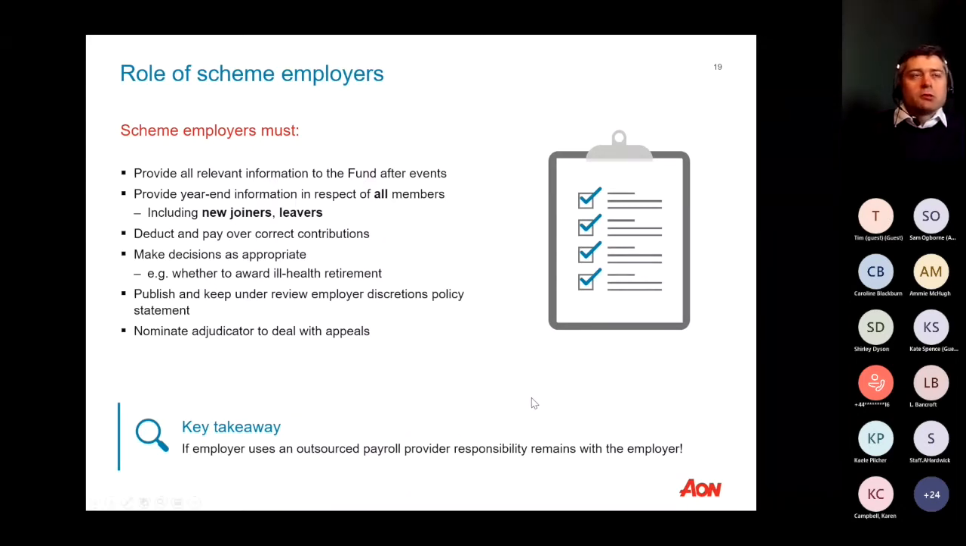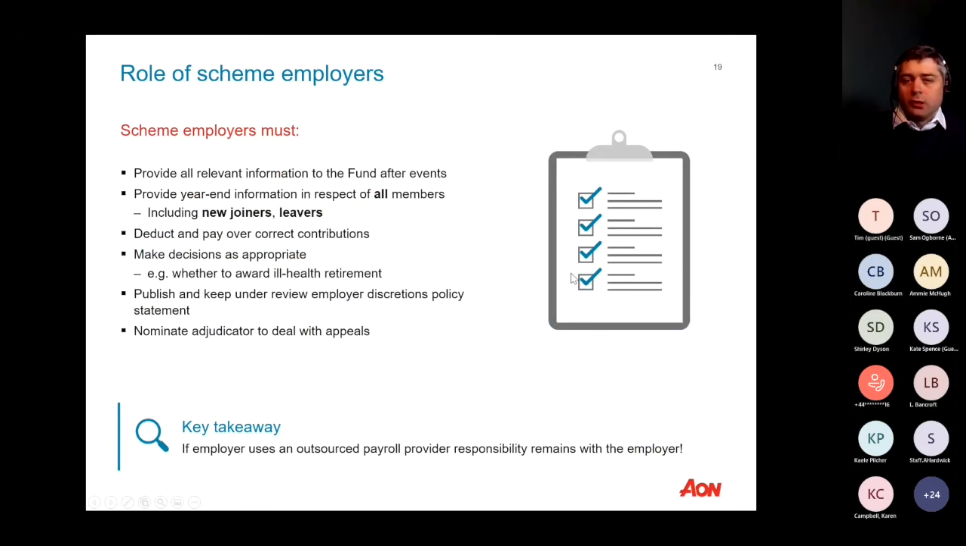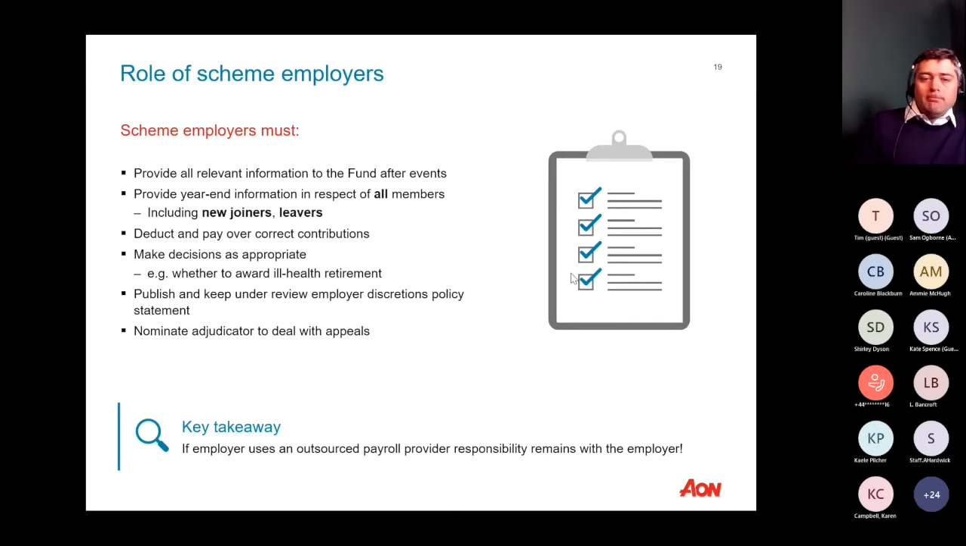The second point is to provide year-end information in respect of all the members, again, as soon as possible, and that includes leaver forms, pay details, including new joiners and leavers. And then the key as well is the deduction and payment over of the contribution, and this is both in respect of the member contribution and the employer contribution. And that's the key points from our perspective as the actuaries. But there are other things which are shown on the slide which you also need to do.